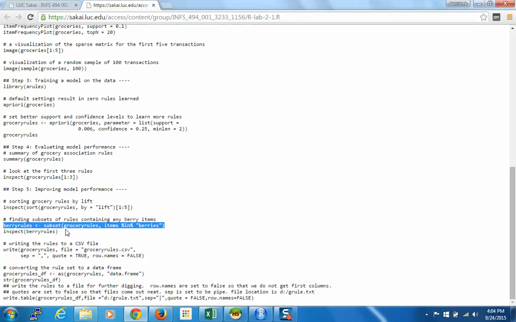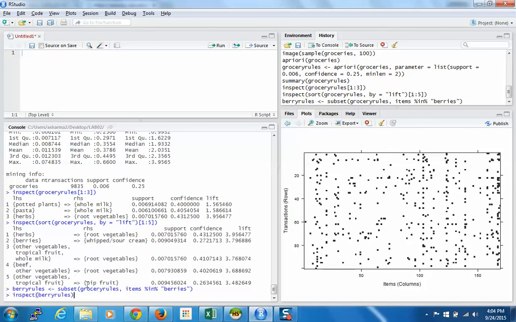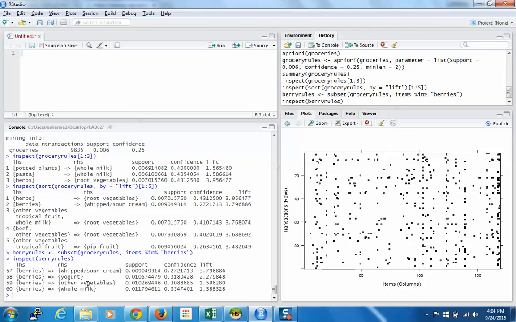Okay, so now we can do the inspection of the berry rules, and that will give us all the information about berry rules. And now we see there are only four rules because there are only four rules related to berries, which have berries in them. And these are all the rules. Of course, the first rule looks really interesting. Those who bought berries ended up buying whipped sour cream. Once they bought berries, the chances of picking up whipped sour cream increased almost fourfold, 3.79 times. But this is the way by which you can subset the rules.